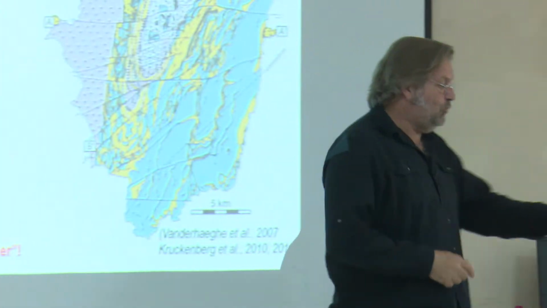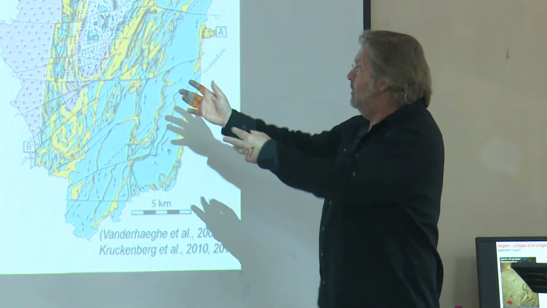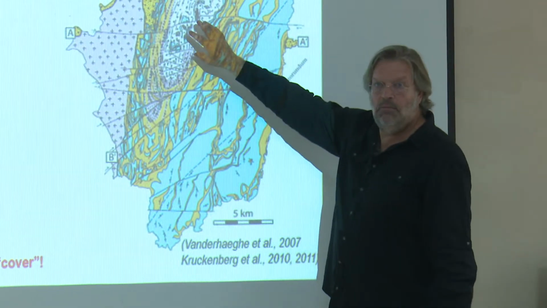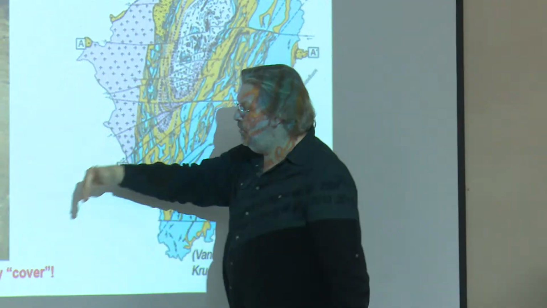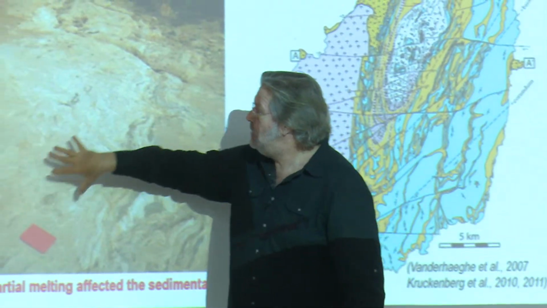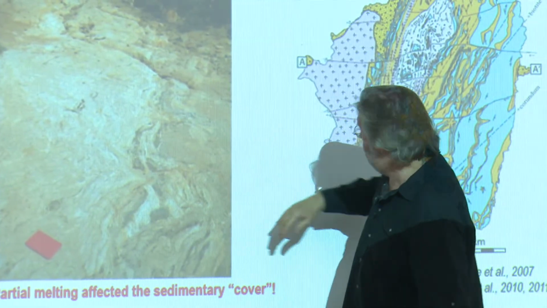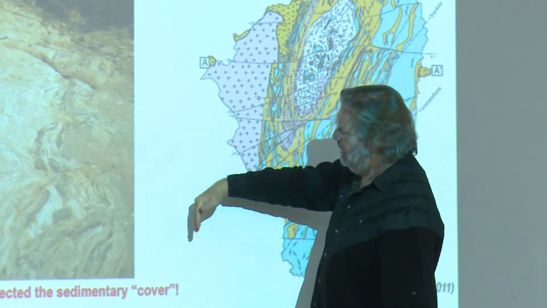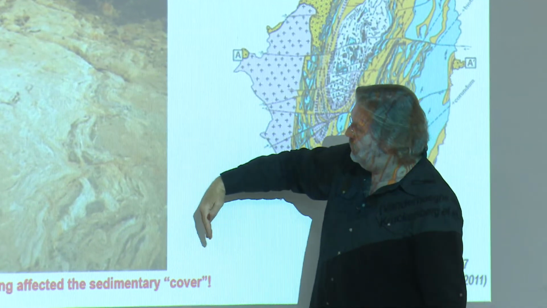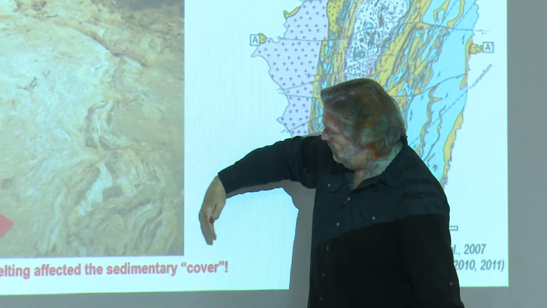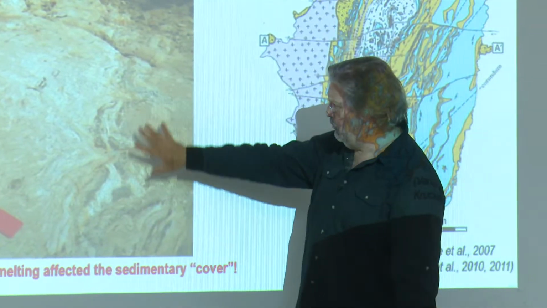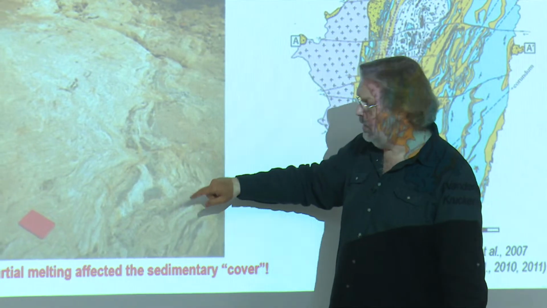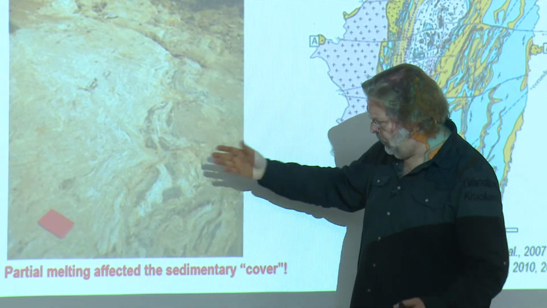But okay, how to test that? Well, look for the contact between these marbles and the host rocks. And first, we looked at the contact between the migmatitic gneiss and the paragneisses or the schists that are in brown here. And what you see here is that, what do you think? You go from brown to white. The brown is biotite rich, layered, foliated rocks.